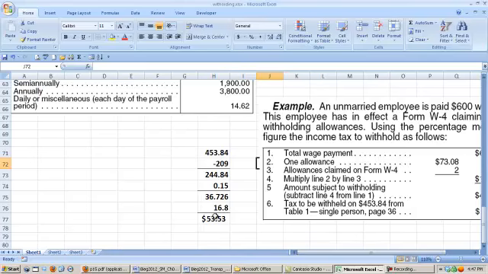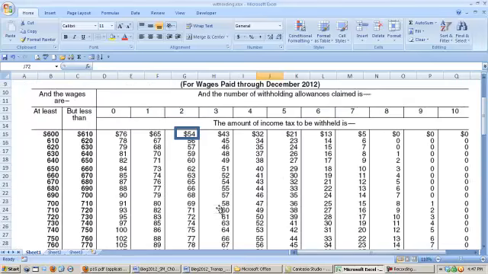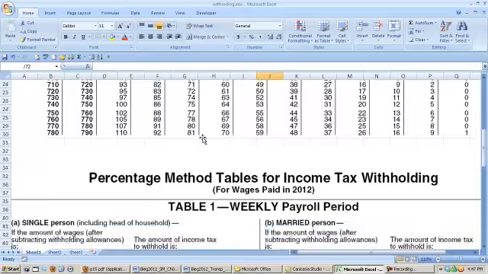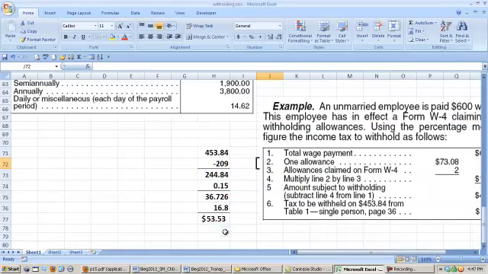We've got the same scenario. Okay? A single person paid weekly with 2 allowances that's paid $600. With the first method, we came up with, what was it, $54, a nice round number. Okay? Down here below, we came up with $53.53. So there's going to be a slight variation between the two. And this method here is not typically going to give us nice whole round numbers. So we're going to have a situation here where there's going to be a slight variance between the two.